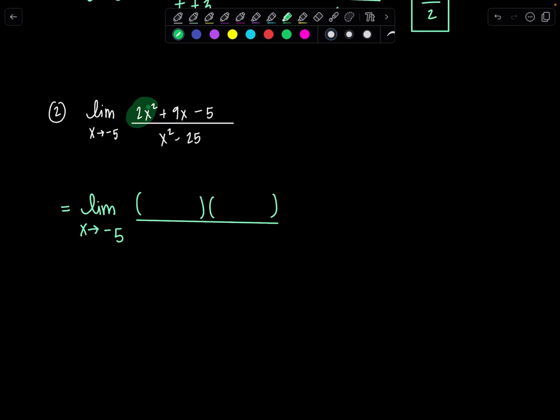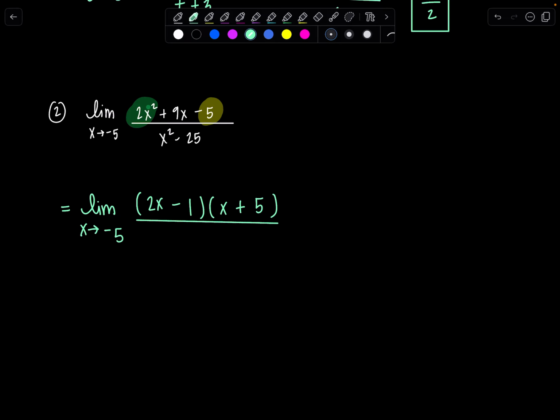2x squared only happens by multiplying 2x and x. The only way I can get 5 is by multiplying 5 and 1. Now I just have to figure out, is the 1 here and the 5 here, or the 5 here and the 1 here? Well, I have to get 9x for my middle term. So imagine the 5 needs to be here, so it gets multiplied by 2, and it needs to be positive. There's my 10x, and then minus 1 times x is 9x.